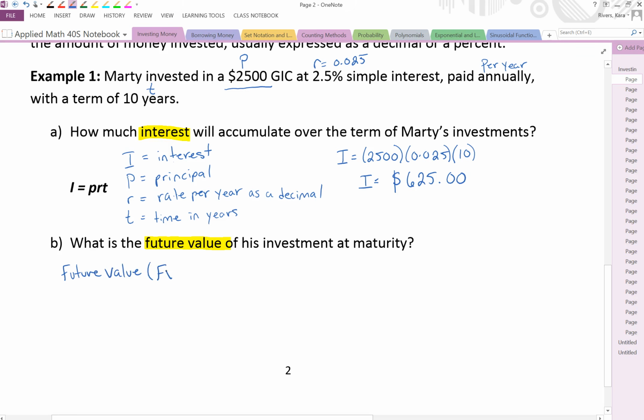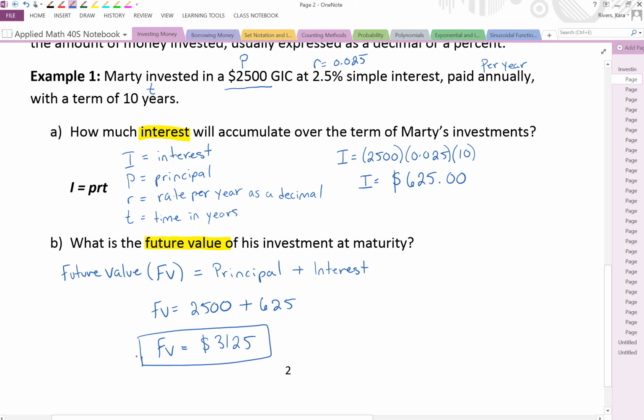Sometimes we see that as FV for future value. That's going to be how much we initially invested plus the amount that we earned. Okay, so our future value in this case was the initial $2,500 plus the extra $625 that we just earned. So our future value, adding those two values together, would be $3,125.